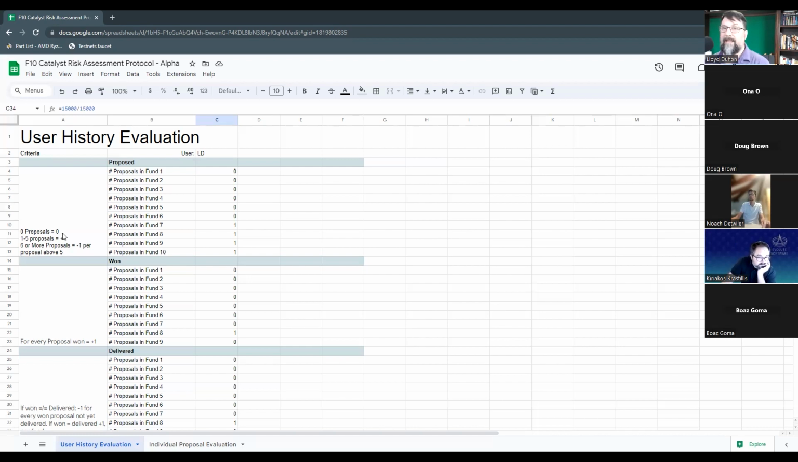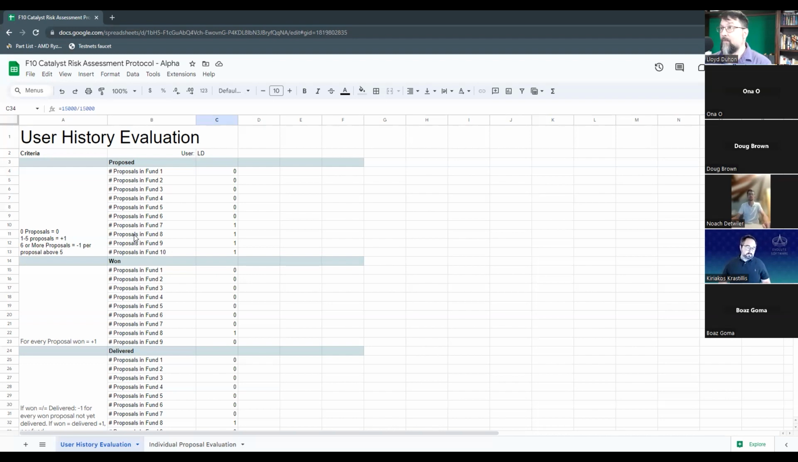So what we've done is that if you have 0 proposals, it's a 0. That's another important element of risk assessment, is that you don't penalize somebody for something they either have no control over or something that should be done. That should always just be a 0. It's no plus or minus for that. So if you weren't here, you're not penalized because you weren't here for previous funds.